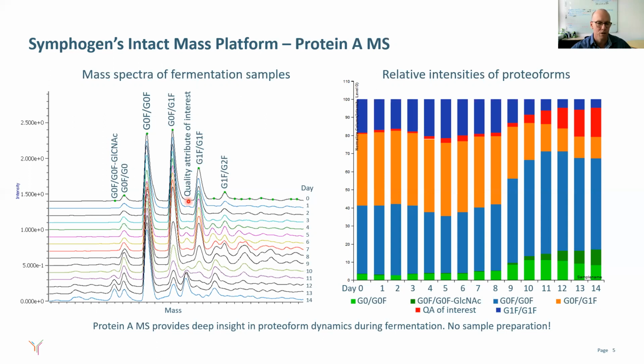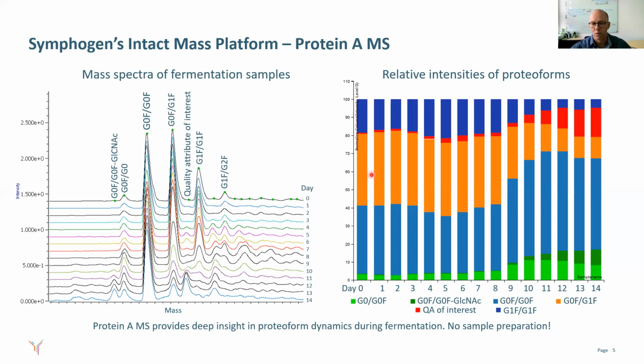And the clear conclusion is that, well, this quality attribute is increasing towards the end of the fermentation process. And this is, of course, very valuable information for the upstream process guys. We can tell them that they should probably look into what's going on towards the end of the fermentation process.